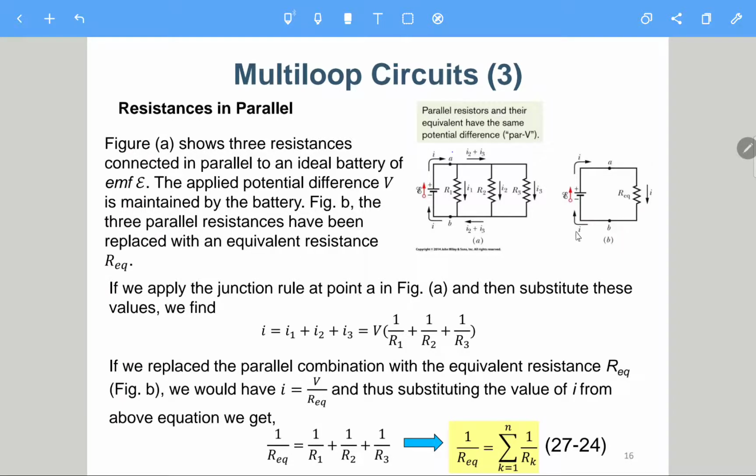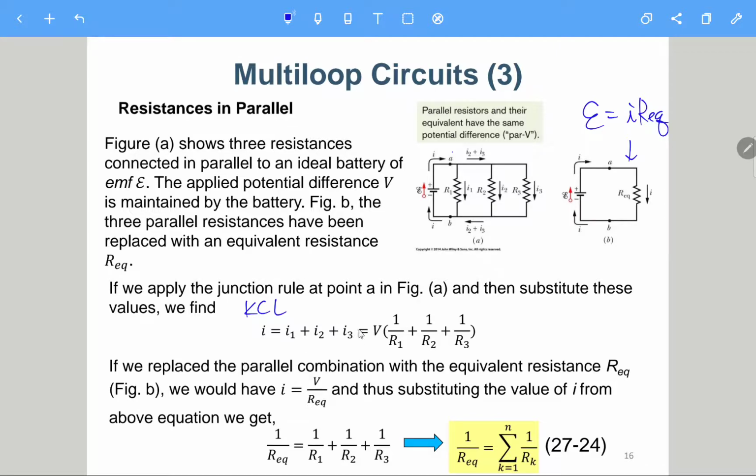So in this case, we will have E equals I R EQ for this equivalent circuit. And for this one, we know that I should be equal to I1 plus I2 plus I3 due to the KCL. So we have I equals I1 plus I2 plus I3. We use KCL to get this.